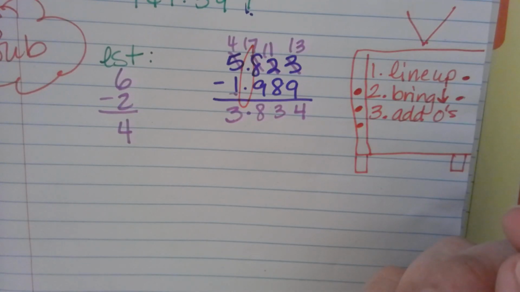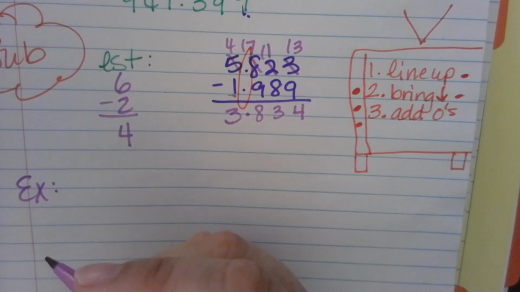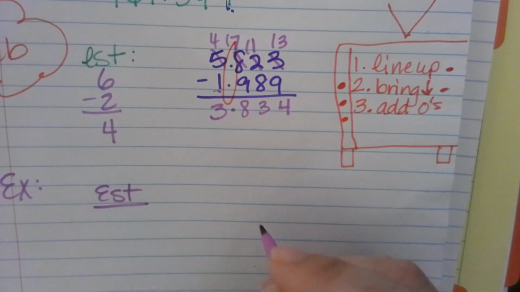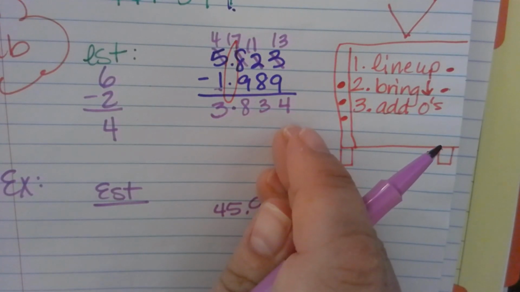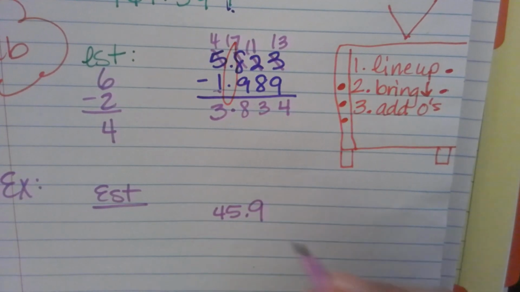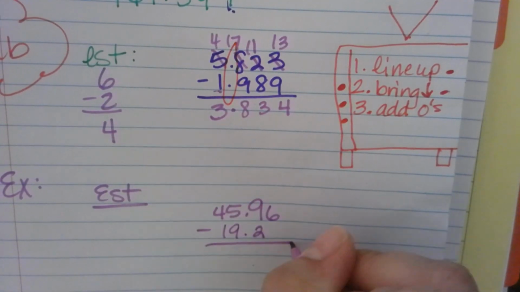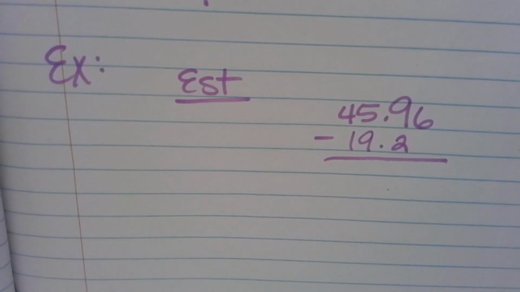Go ahead and let's write down the next example so that we'll be ready for it tomorrow, because I want to do this one and one more and then make sure we touch on money and go from there. Okay, let's leave some room for estimating, and then let's do 45.96, and we will take away 19.2. Okay, go ahead and just write this part down for me. And then when you're done, go ahead and put your journal up and pack up.